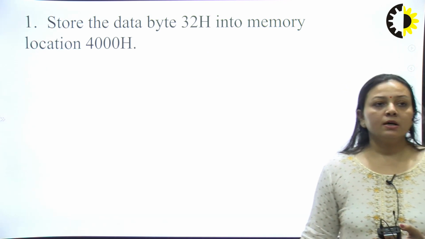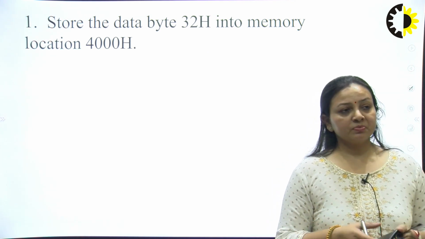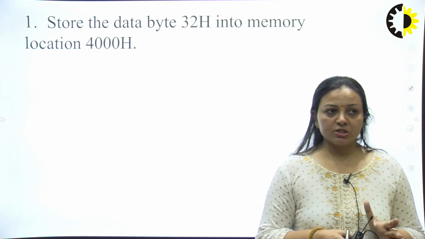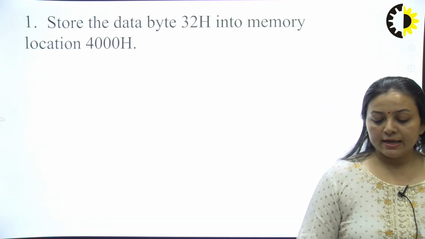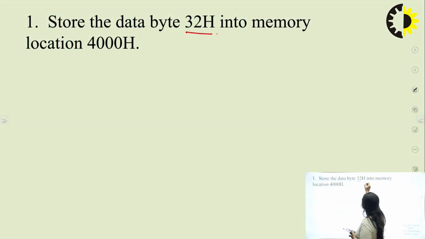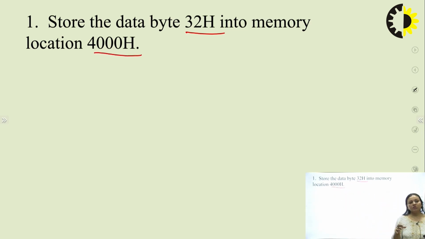So see, let's take the first problem. We have to store the data byte 32H into memory location 4000. As we all know, this 32H is 8-bit data, and I have to store it in location 4000H. How can I store this number into the location 4000H?